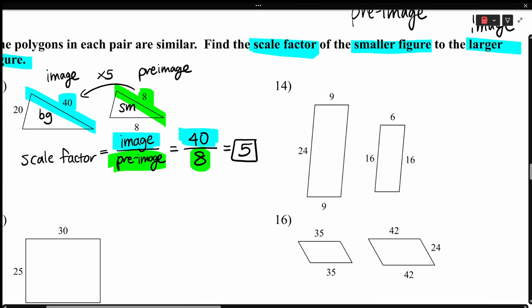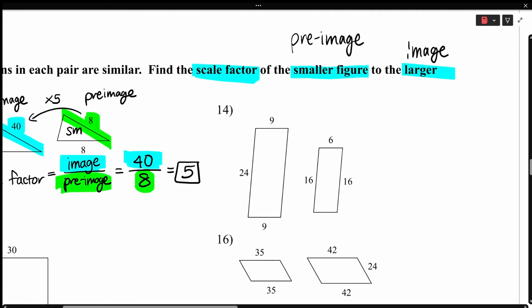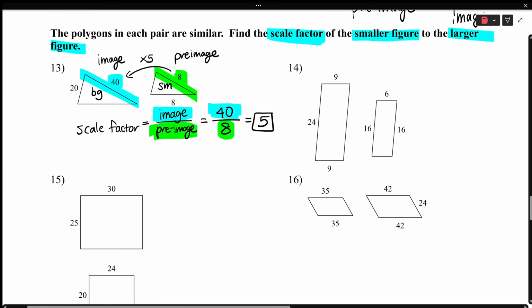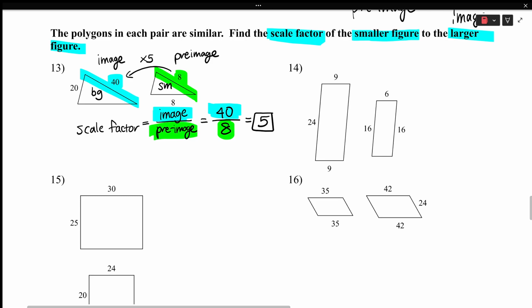Do the same thing for 14, 15, and 16. They're exactly the same. It shouldn't be any different from what we just did in number 13.